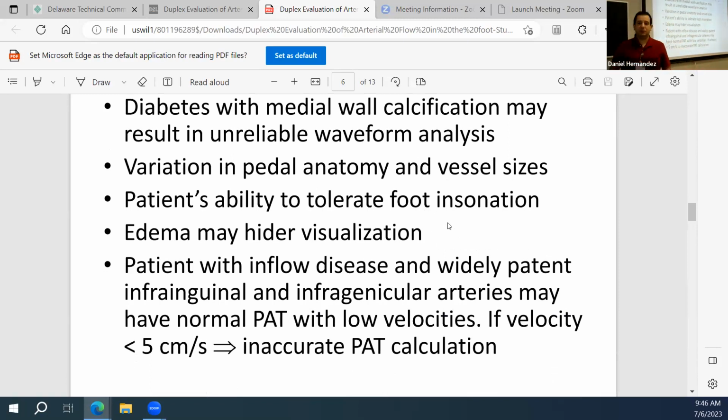Something to also consider is if a patient has inflow disease. We talked about patients who have aortoiliac disease. They're going to have low pressures and low flow throughout the entire extremity. So that's going to affect what we see down by the foot. If the patient has very slow flow and very low velocities, less than 5 centimeters per second, these pedal acceleration times are considered inaccurate.